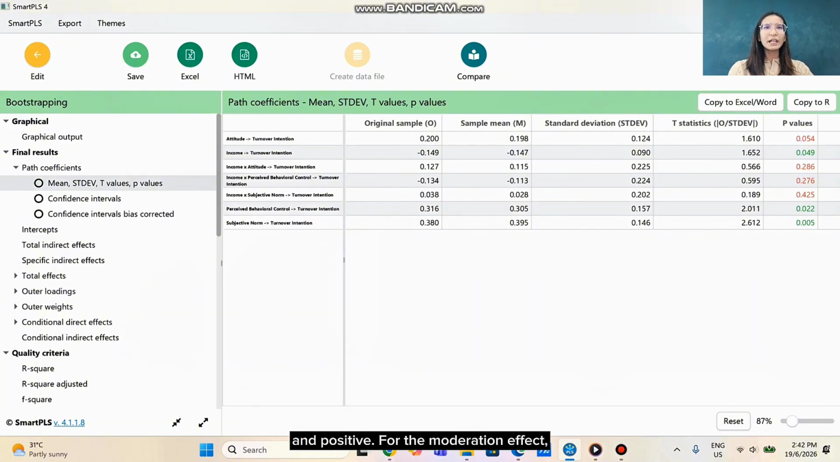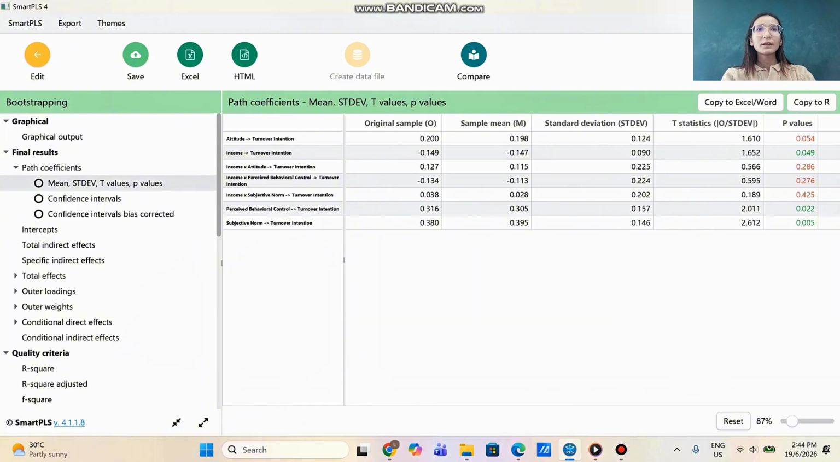For the moderation effect, income × attitude has a P value of 0.286, income × perceived behavioral control has a P value of 0.276, income × subjective norms has a P value of 0.425. Since all are above 0.05, the moderation effects are not significant. Overall, income, perceived behavioral control and subjective norms significantly influence the turnover intentions, attitude is not significant, and the income does not significantly moderate the relationship.